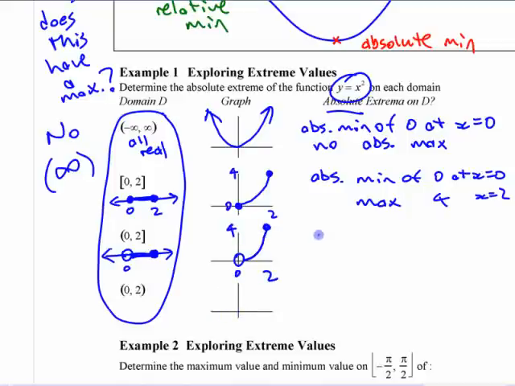Now there's no minimum, right? There's no minimum because, well, can you say what the lowest value that function has is? It's not 0, right? It's getting close to 0. You can get arbitrarily close to 0. But it doesn't have a minimum value when it's an open interval, when it's an open point like that. It has an absolute maximum of 4, but no absolute minimum, or no minimum at all, right?